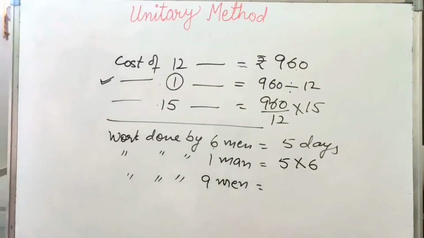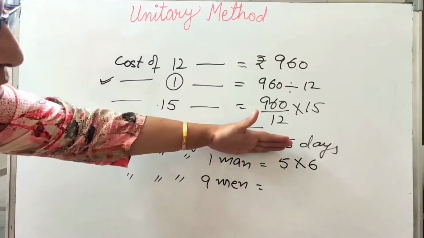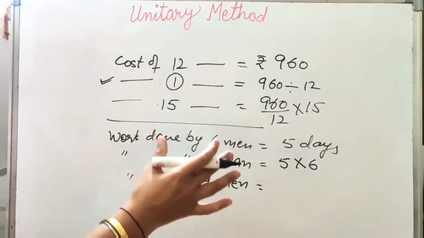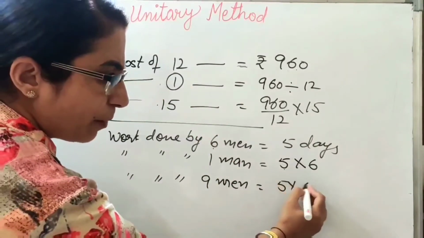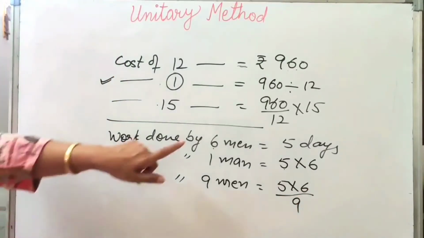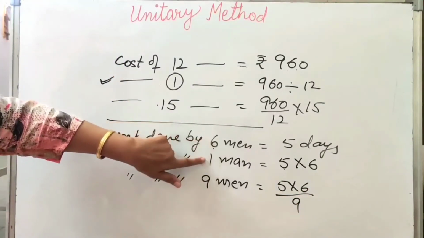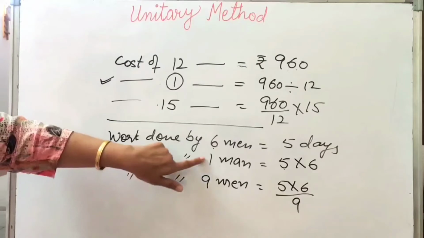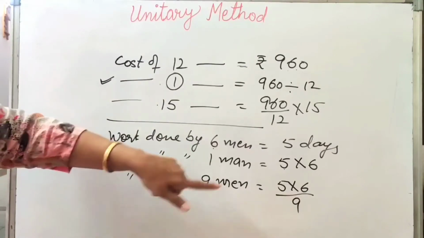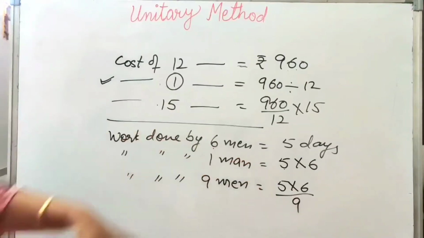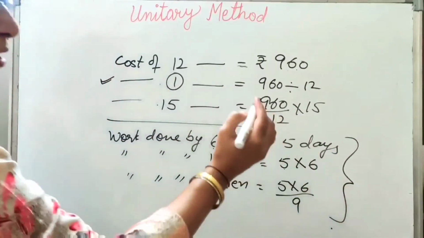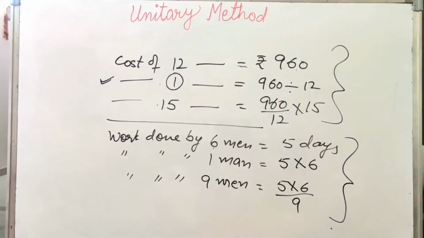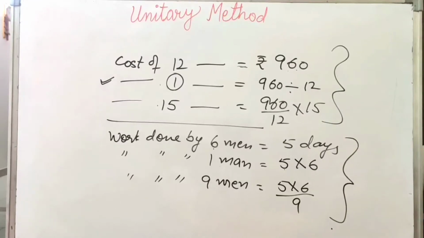One man can do the work in 6 fives are 30 days, and 9 men will take less time, so the next step is division. From 6 men to 1 man, the number of men decreases and days increase. From 1 man to 9 men, the number of men increases but days decrease. That is why this type of unitary is inverse variation, and the earlier type is direct variation. Now let me discuss some typical questions based on the unitary method.